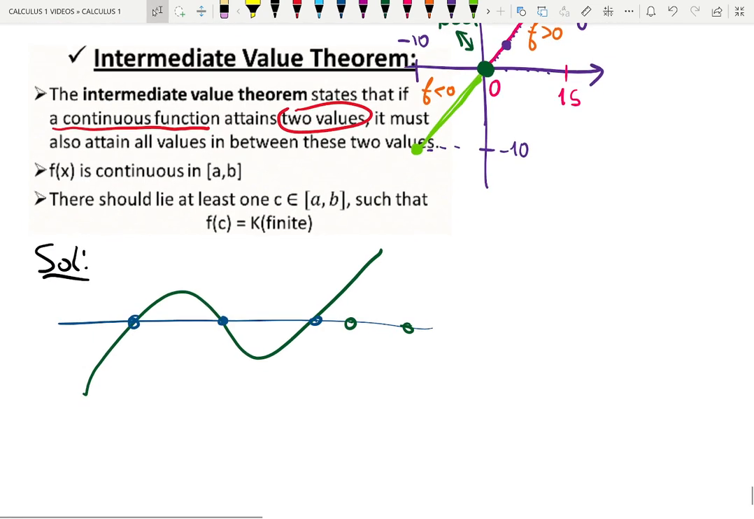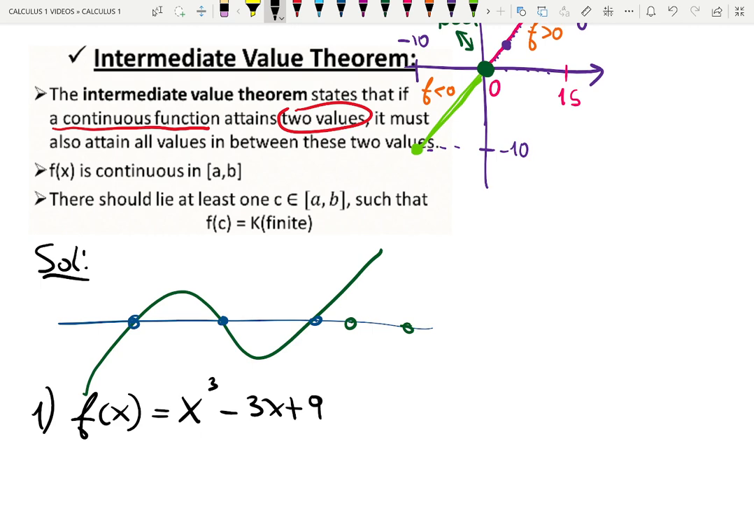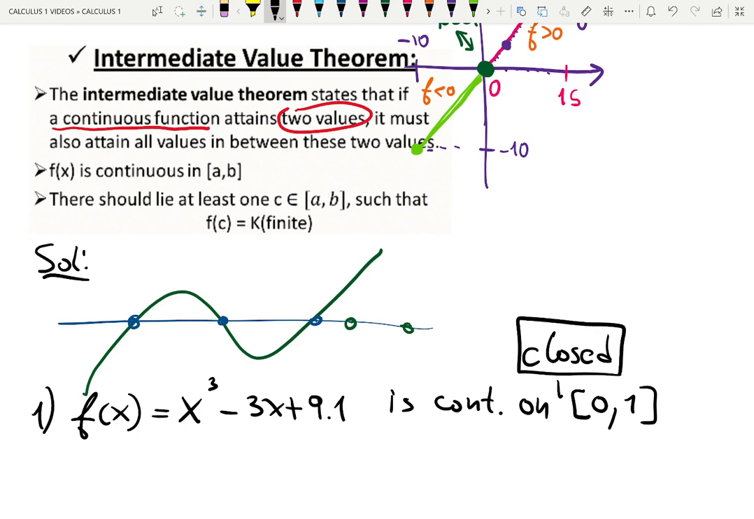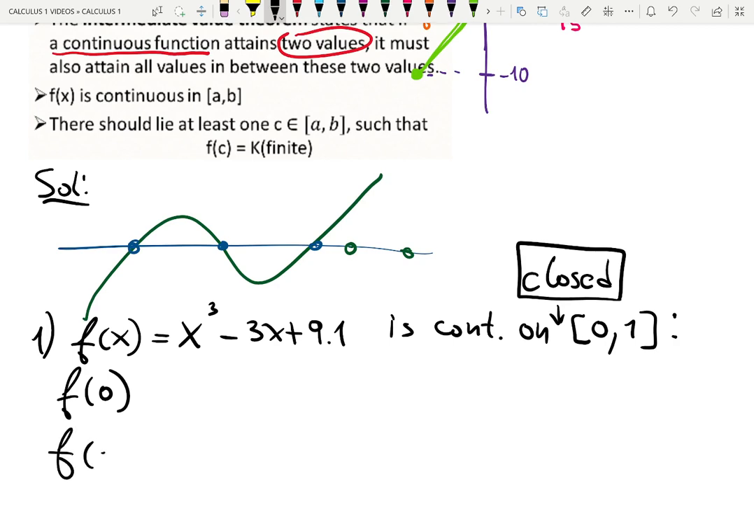Well, step 1, f of x, which is a cubic function, x cubed minus 3x plus 9.1, is continuous on the closed interval from 0 to 1. We can actually check that. It's a cubic function, right? So it's continuous everywhere. What is happening at 0 and what is happening at 1?